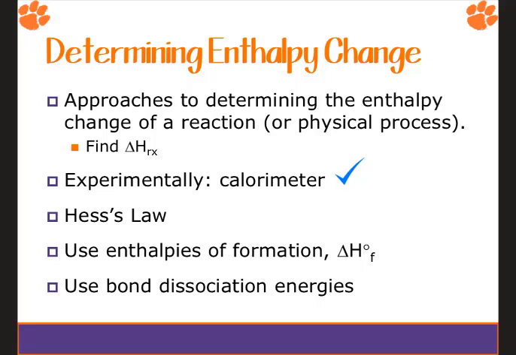Remember, we're not really focused so much on the calculations, just understanding what's going on inside the calorimeter. And there are three other ways that we're going to look to determine enthalpy changes. We've got Hess's law, that's the focus of this video. Then we'll discuss enthalpies of formation, or delta HF. And we're also going to use bond dissociation energies. So lots of different ways to determine delta H. This video is going to focus all about Hess's law.